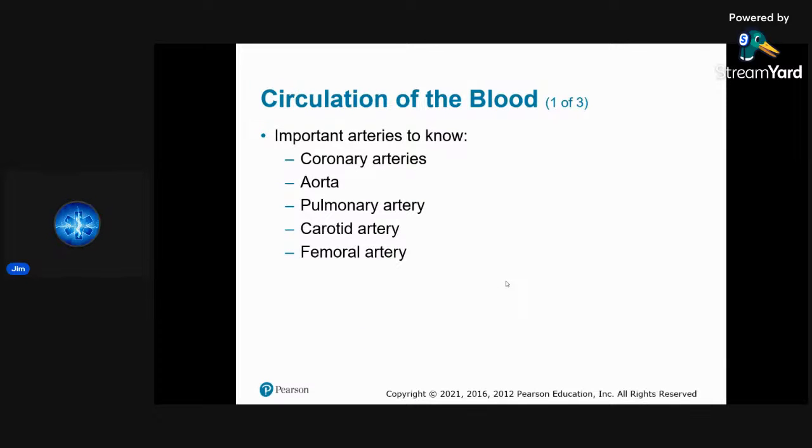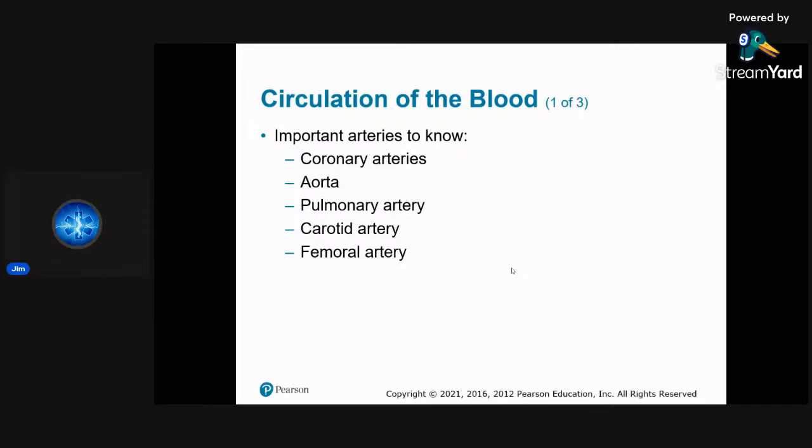Important arteries to remember. The coronary arteries. These are the arteries on the heart that feed the heart muscle itself. You would think that the heart just absorbs nutrients and oxygen from the blood in the left ventricle, but that's not true. It has its own blood supply through the coronary arteries.